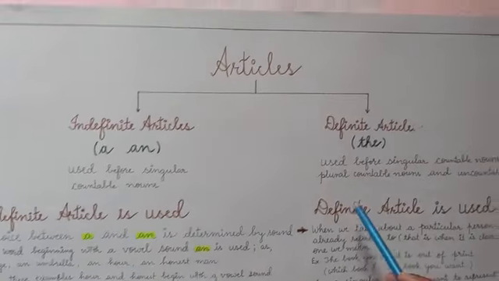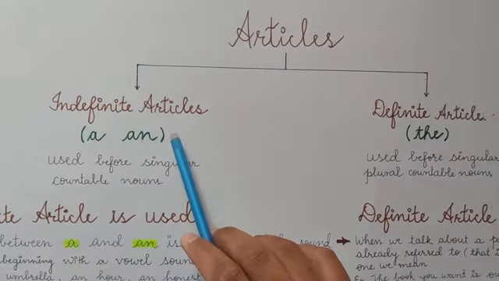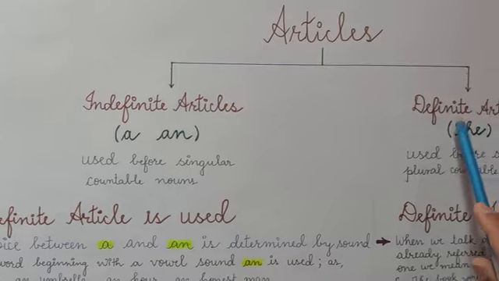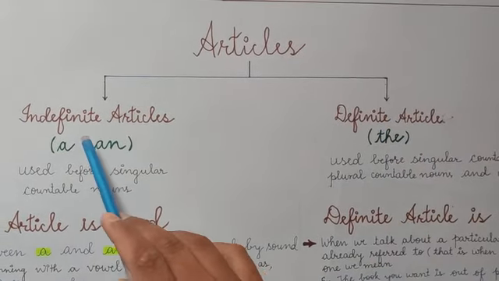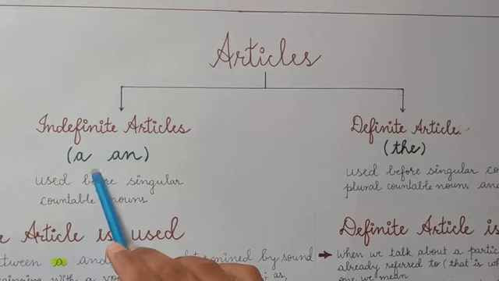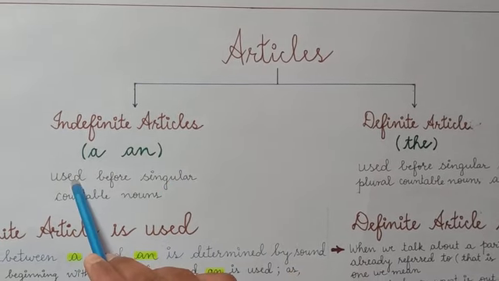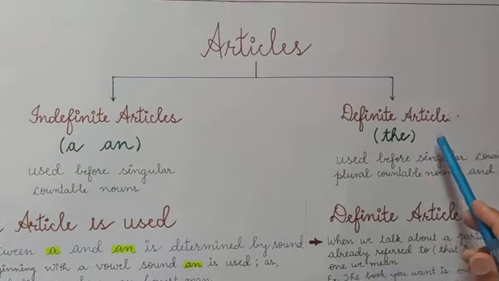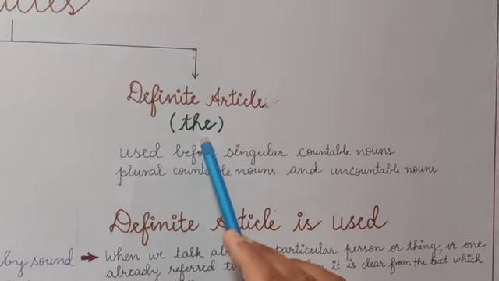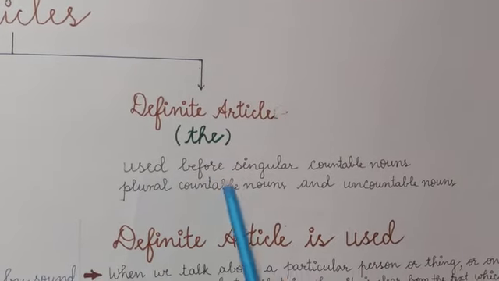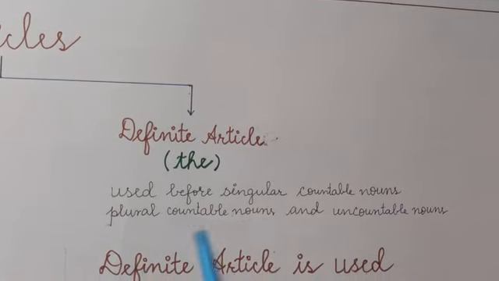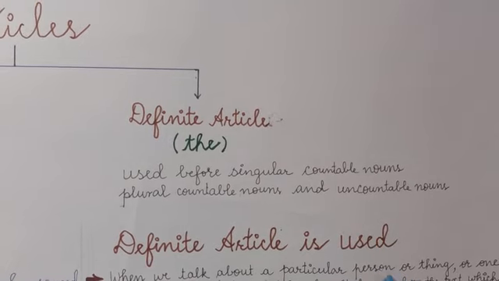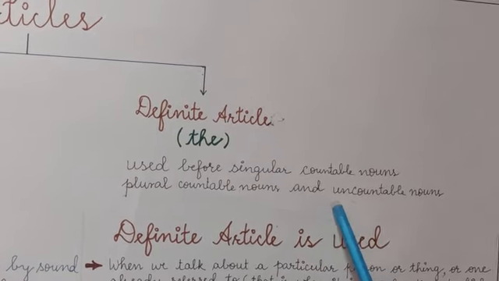You must have been told articles are of two types. First one, indefinite articles, and second one, definite articles. If we talk about indefinite articles, they are a and an. They are used before singular countable nouns. If we talk about the definite article, the is used before singular countable nouns as well as plural countable nouns, and the definite article is also used before uncountable nouns.